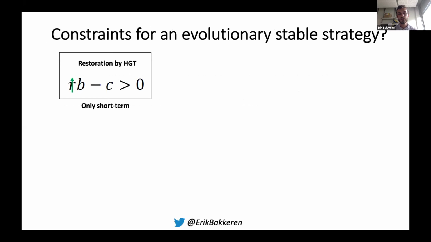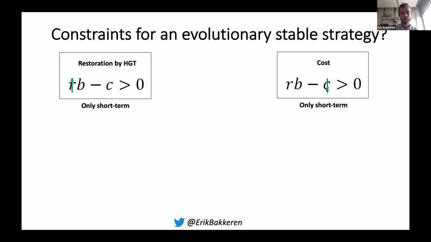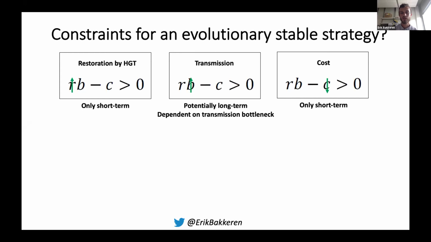Okay, so if I want to summarize in the context of Salmonella in our mouse model, an evolutionary stable strategy for cooperative virulence, we have these two aspects of Hamilton's rule. So either increasing relatedness, in this case by restoring it by horizontal gene transfer, or decreasing costs. These are apparently only short-term solutions in this case. But if you look at the role of transmission, this is potentially long-term, and this can be dependent on the transmission bottleneck.